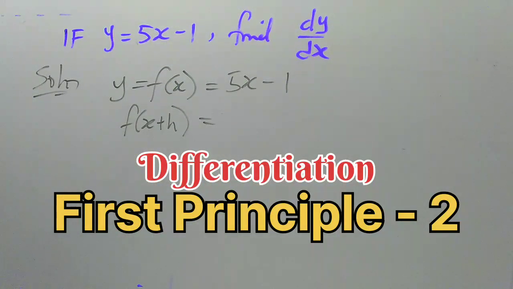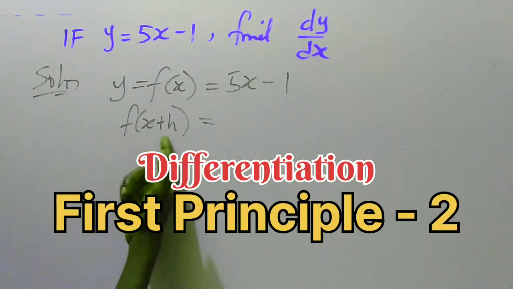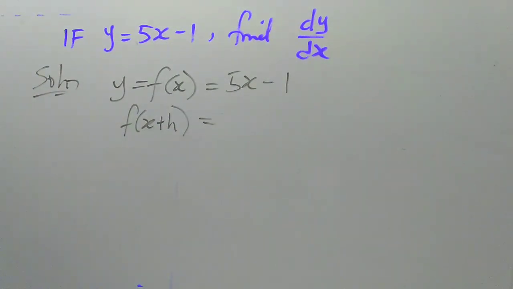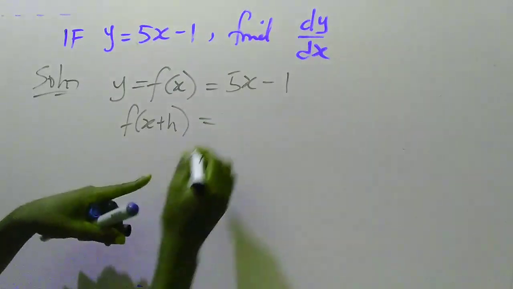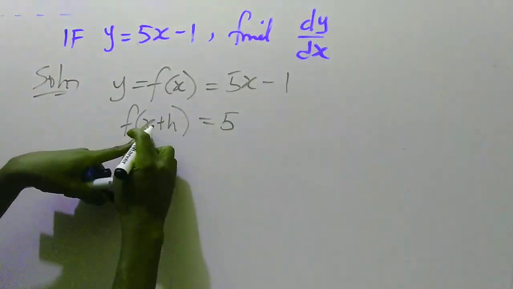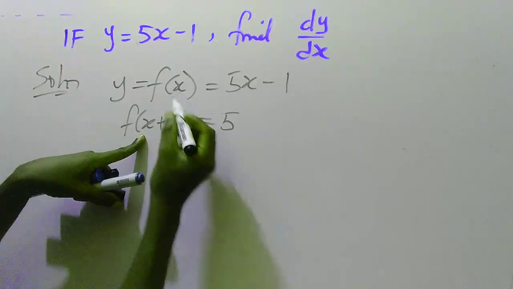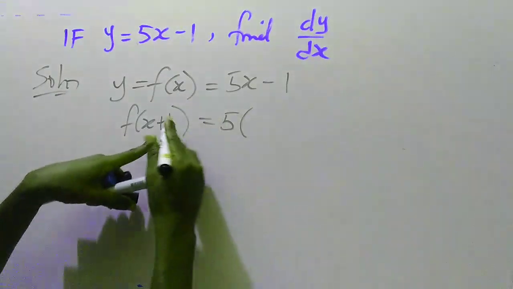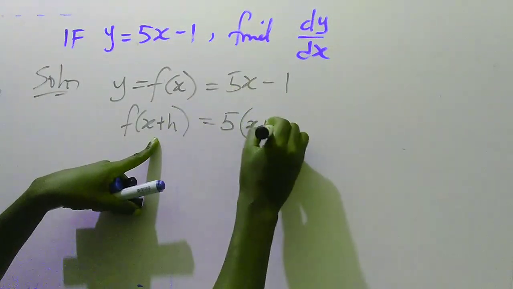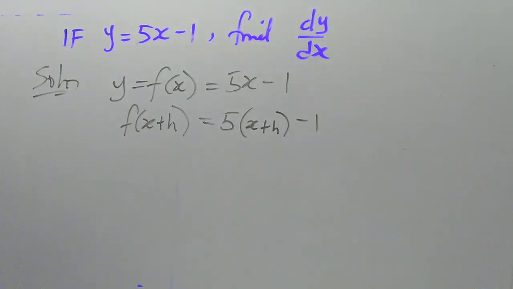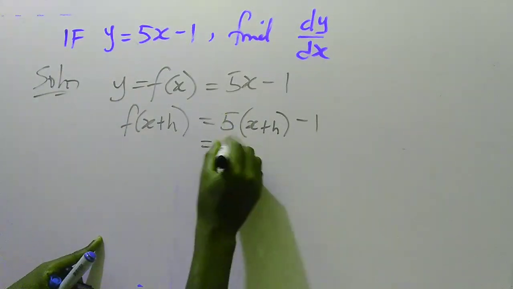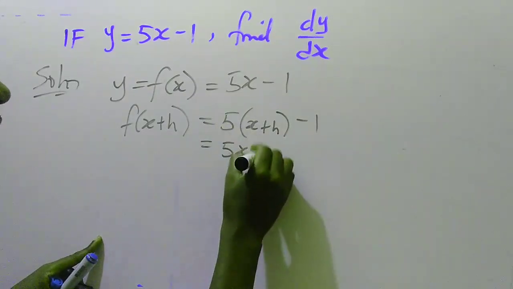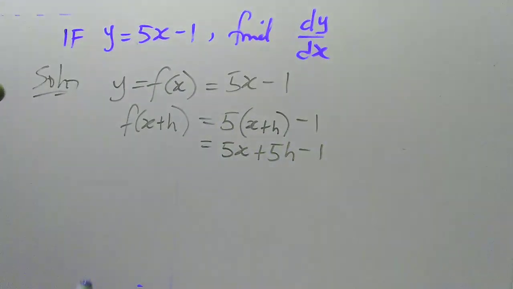things that are really necessary in first principle. f of x and f of x plus h, they are very necessary. So our f of x plus h is going to be 5. Remember, this x plus h is replacing x. So we are going to do the same thing, replace this x by x plus h minus 1. Hope you can see that. And when we expand this it is going to give us 5 times this, 5x, 5 times this, 5h minus 1.